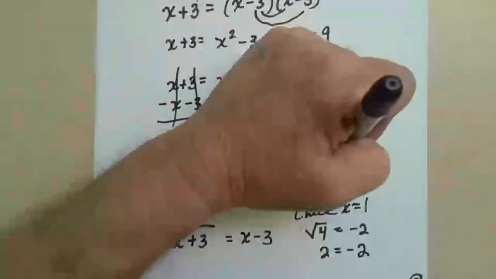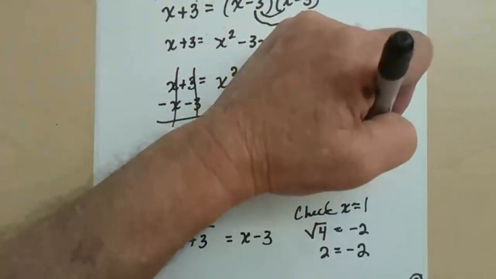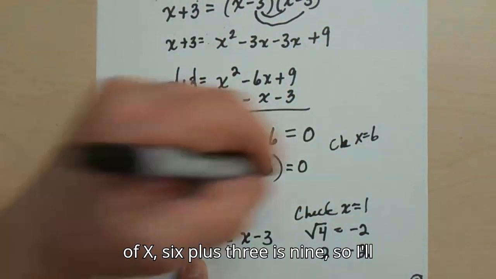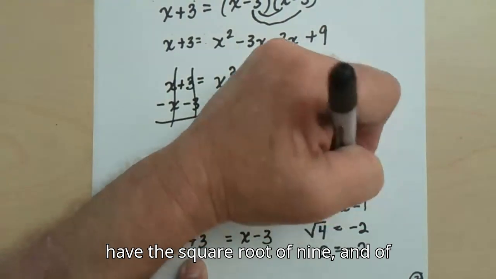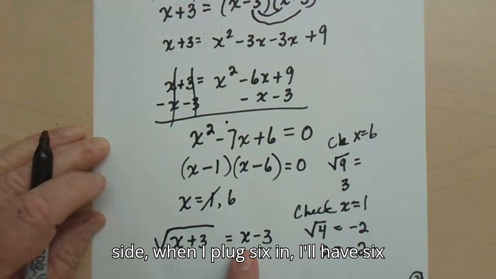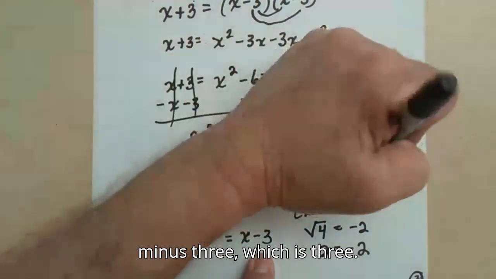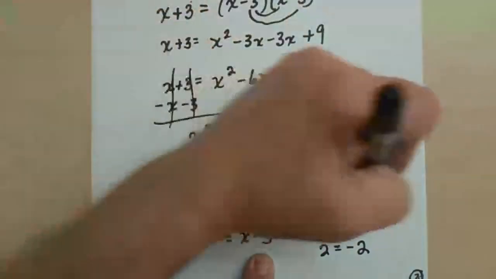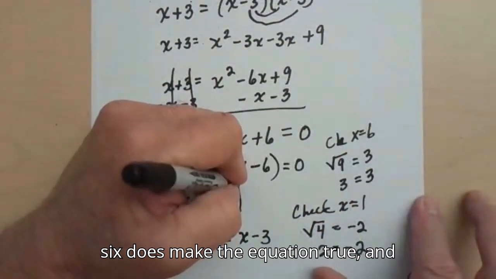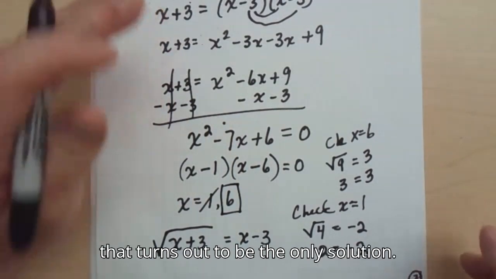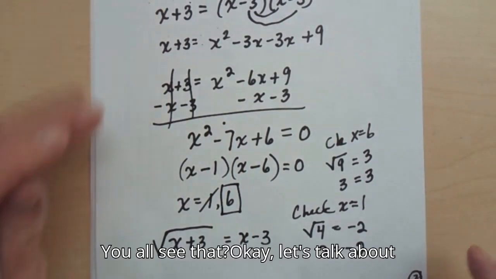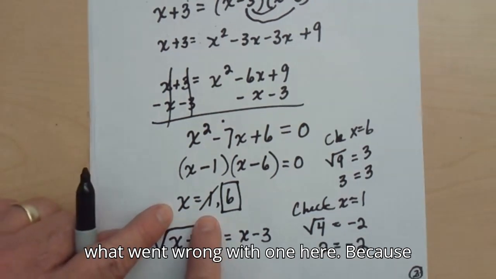So let's check 6. If I plug 6 in here in place of x, 6 plus 3 is 9, so I'll have the square root of 9, and of course we know that's 3. On the other side, when I plug 6 in, I'll have 6 minus 3, which is 3. 3 is equal to 3, right? So 6 does make the equation true. And that turns out to be the only solution. Do y'all see that? Okay, let's talk about what went wrong with 1 here.